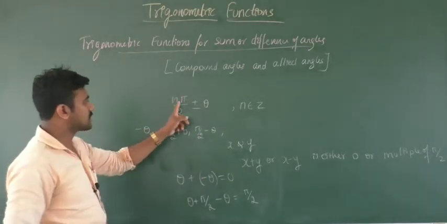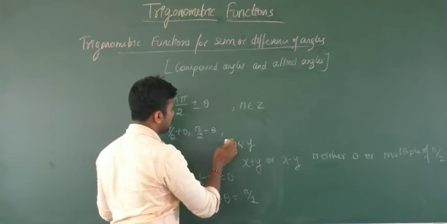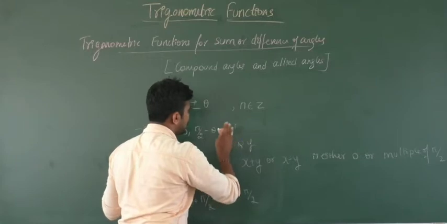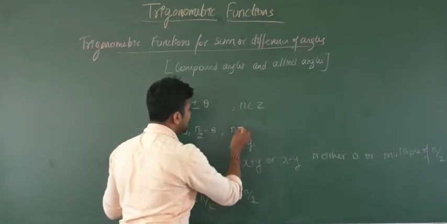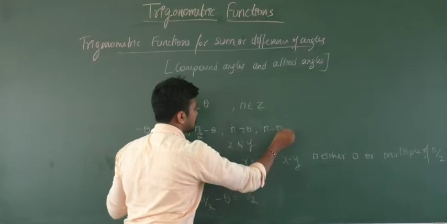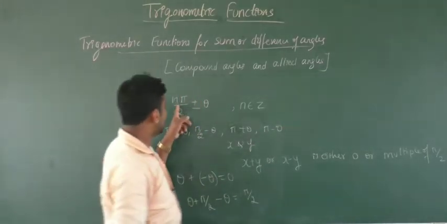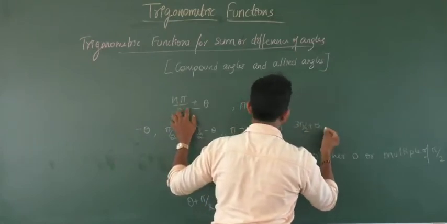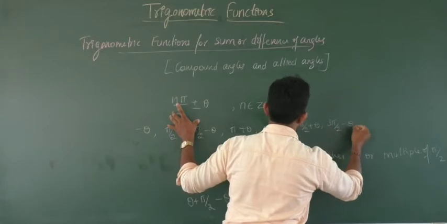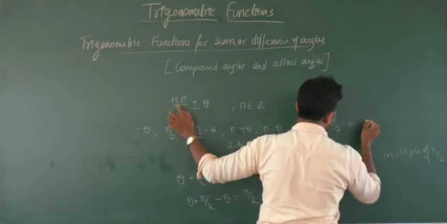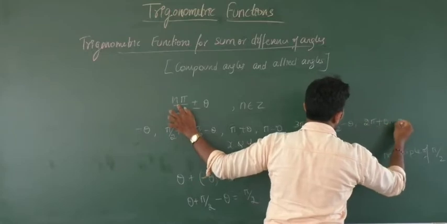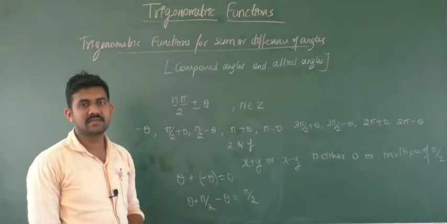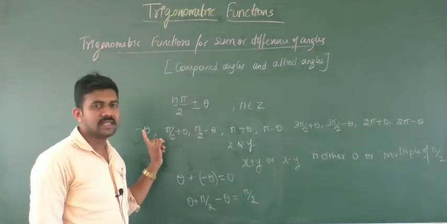Similarly, if you consider n as 2, that is 2 pi by 2, that is pi. So pi plus theta, pi minus theta. Similarly, if you consider n as 3, we'll get 3 pi by 2 plus theta, similarly 3 pi by 2 minus theta. If you consider n as 4, we'll get 2 pi plus theta, 2 pi minus theta. So these are all allied angles, allied angles with the angle theta.